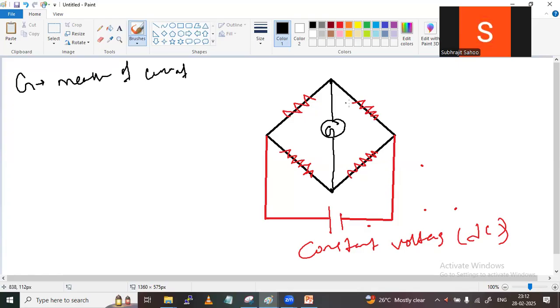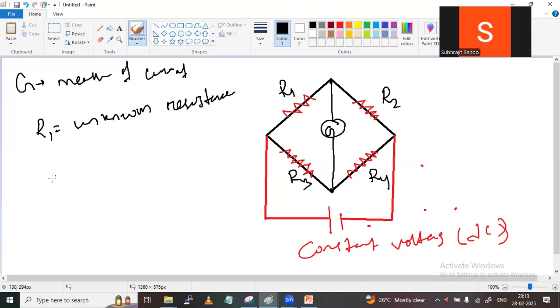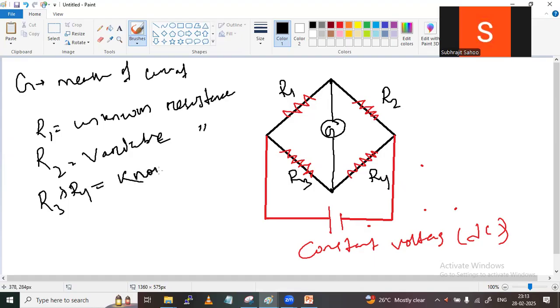Now, in this circuit, I have 4 resistances. Let it be R1, R2, R3, and R4. Out of these 4 resistances, R1 is the unknown resistance. R2 is a variable resistance. And R3 and R4 both are known resistances, that means their values are known to us.